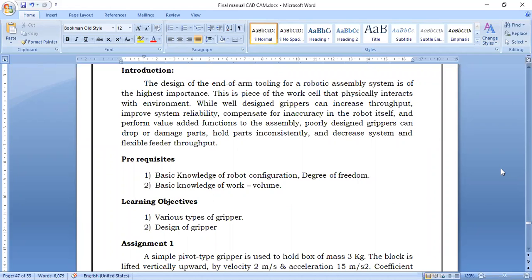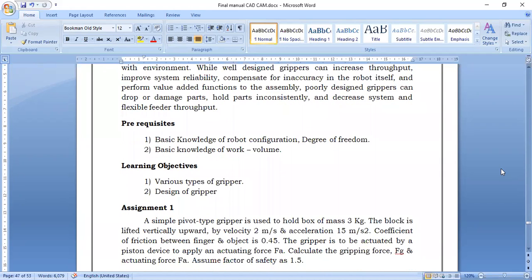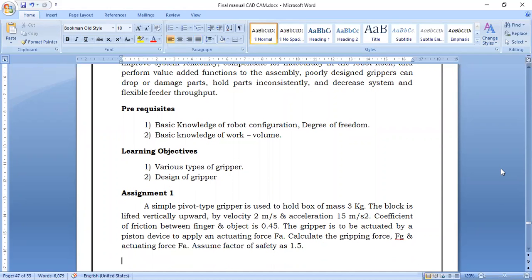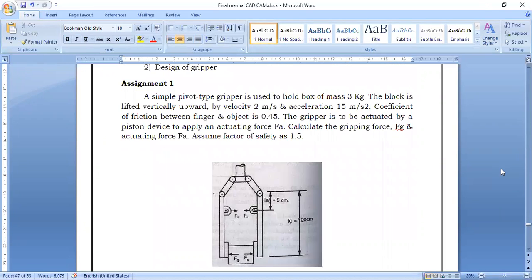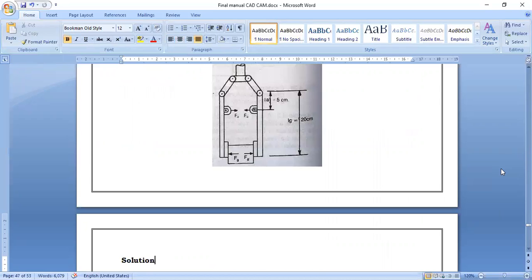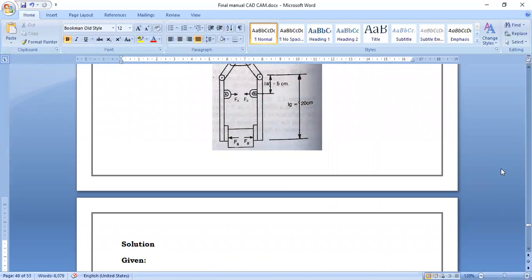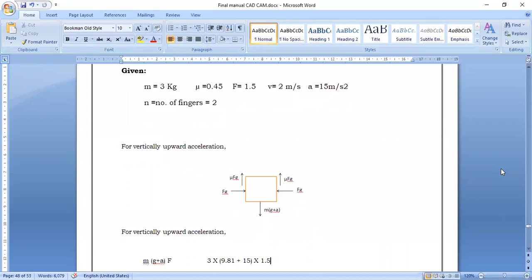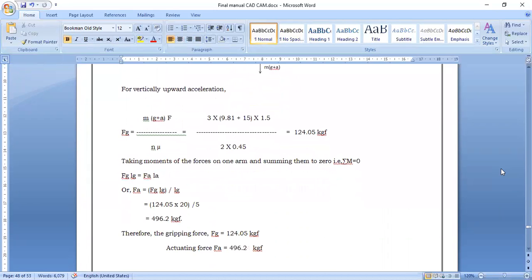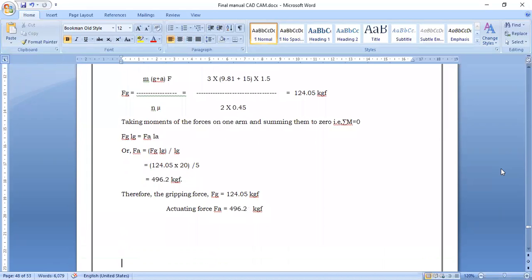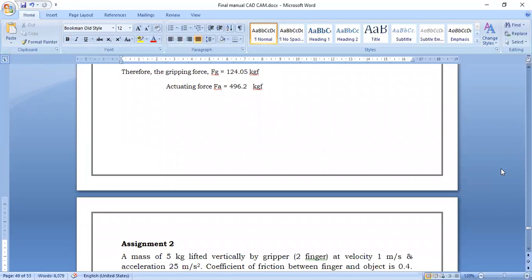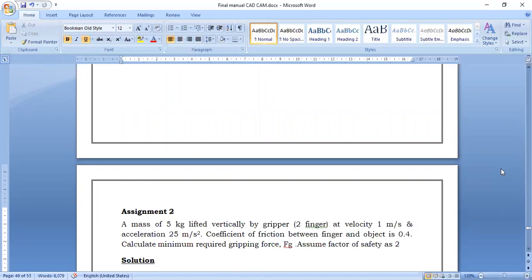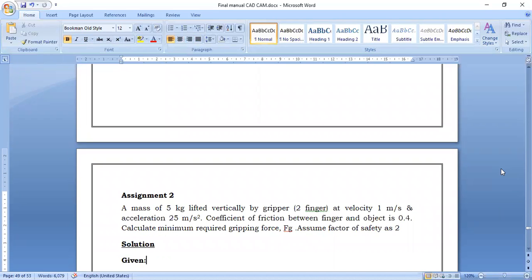The objective of this experiment is to know about various types of grippers and the procedure for designing a robot gripper. Here I have explained two numericals based on the design of a gripper. You have to complete this write-up as a submission for this experiment. We will not go into the details of the calculation because the formulas are included. We will cover this part in theory.